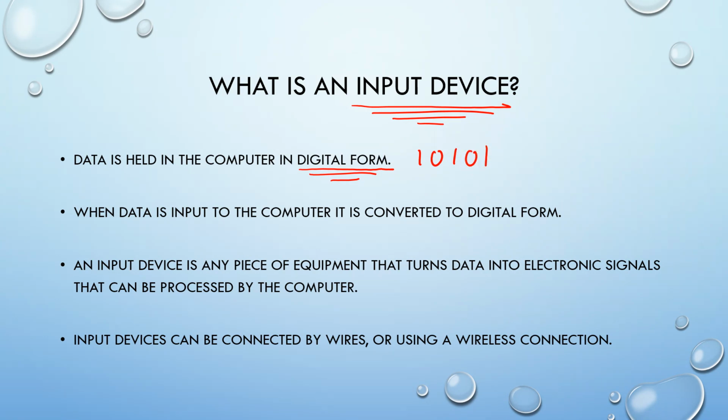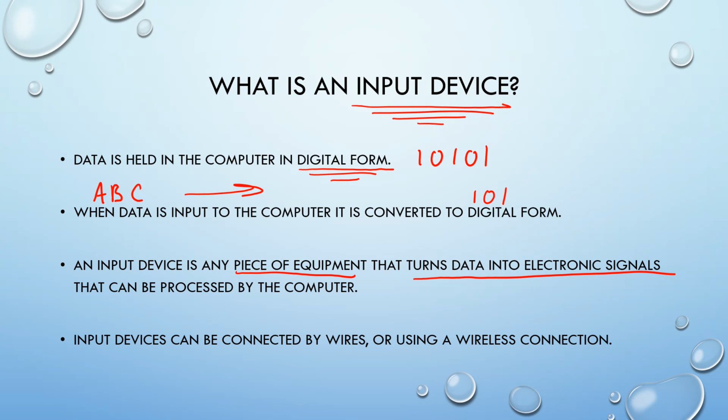When data is input into a computer, if we use a keyboard, for example, we see the A, the B, the C. So in our minds, we're inputting A, B, C. Now, this data is converted into the digital form. This is what an input device essentially does. It's just a piece of equipment that turns data into electronic signals.